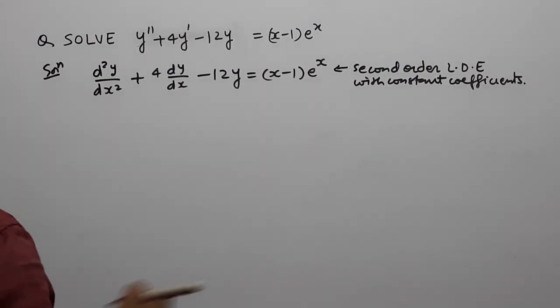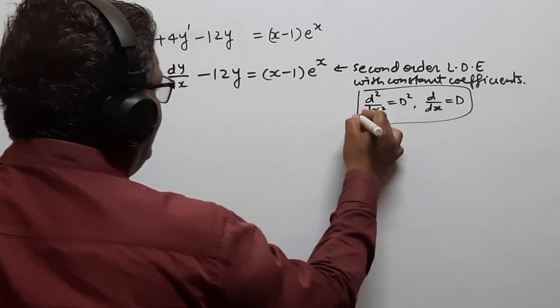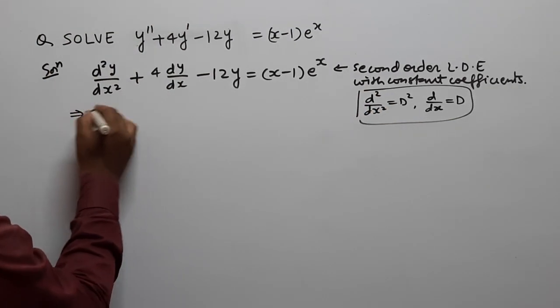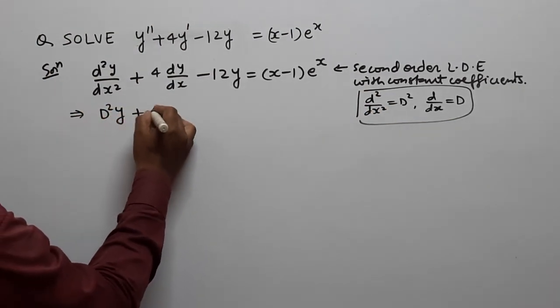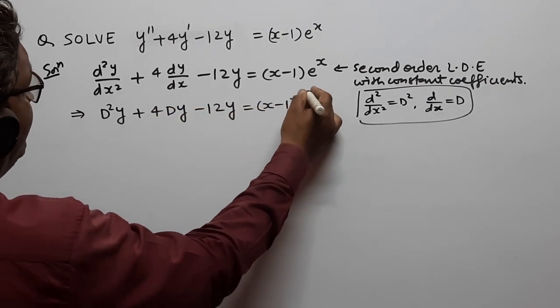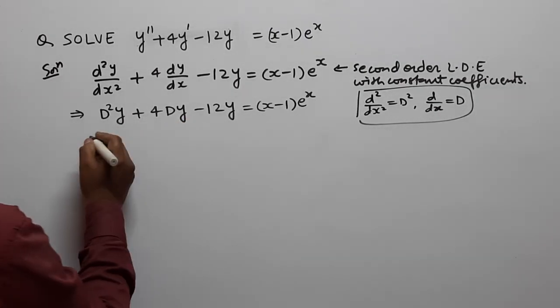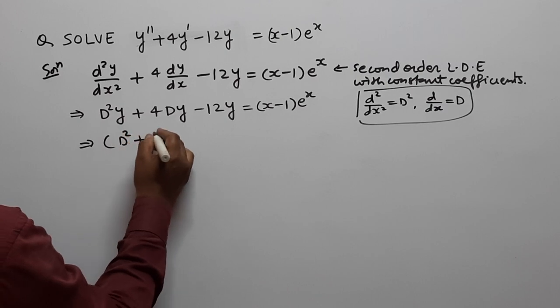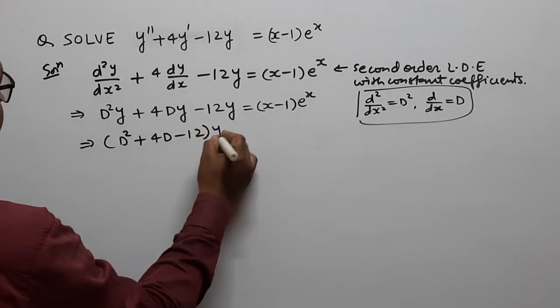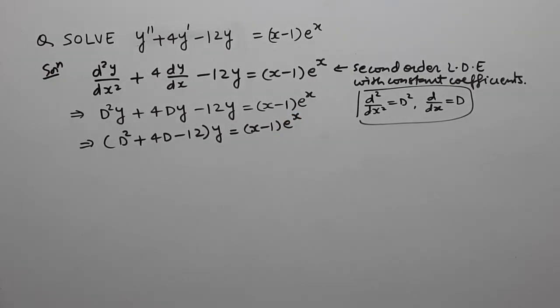So for solving the differential equation, you know that we put d2 by dx2 equal to capital D square and d by dx equal to capital D. So this equation can be written as D square y plus 4 Dy minus 12y is equal to (x minus 1) times e to the power x. Now taking y common, we get (D square plus 4D minus 12) times y equal to (x minus 1) times e to the power x.